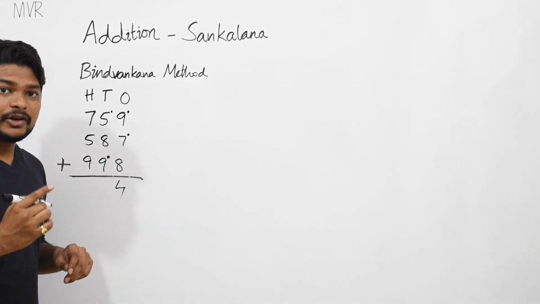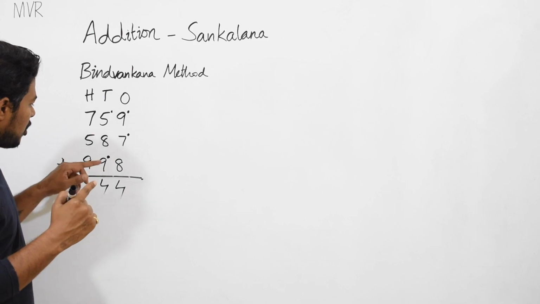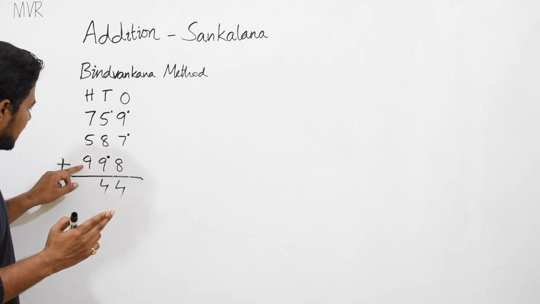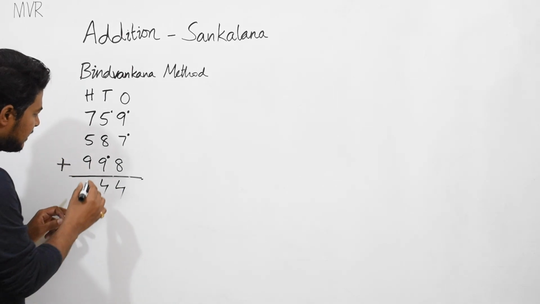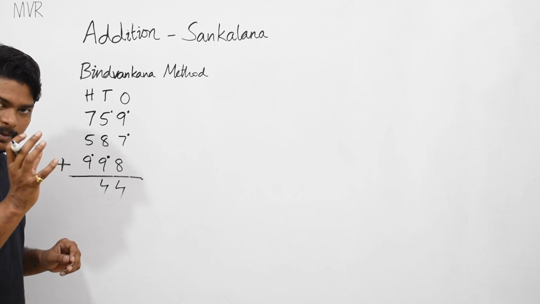What is the remaining value? 4. You write 4 here. Okay, now how many dots? 1, 2 dots. 2 plus 9, how much? 11. 11 here also is crossing the 10. Put a dot. Now the left part is 1.